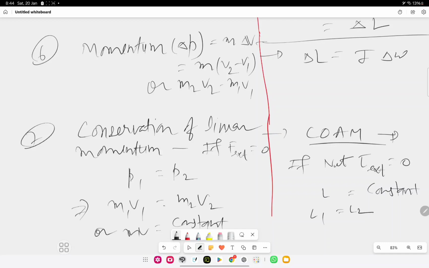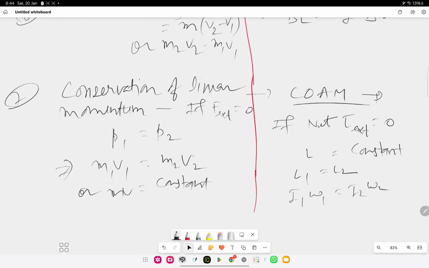And angular momentum, how we write? Angular momentum we write as I1 omega 1 equal to I2 omega 2. So this is the conservation of angular momentum. How does the question come on that? The question comes if we change, suppose, the shape of the body, then the moment of inertia will change. Suppose the question comes something like this.